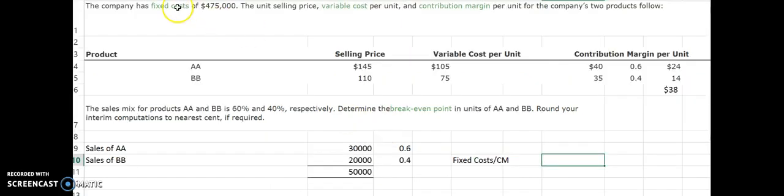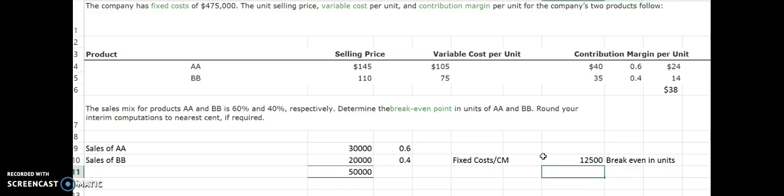Fixed costs are $475,000, so that'll be our numerator. And then our contribution margin after we multiply it by our sales mix and then add together is the $38. So our break even in units total is going to be this 12,500. But we need to know what it is for both product AA and product BB.